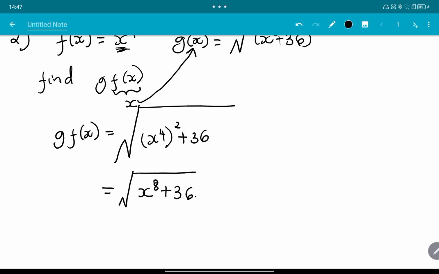So this is a case whereby you've not been given the value of x, and the previous example is when we have the value of x. Okay, so that is how we deal with composite functions, or what composite functions are.